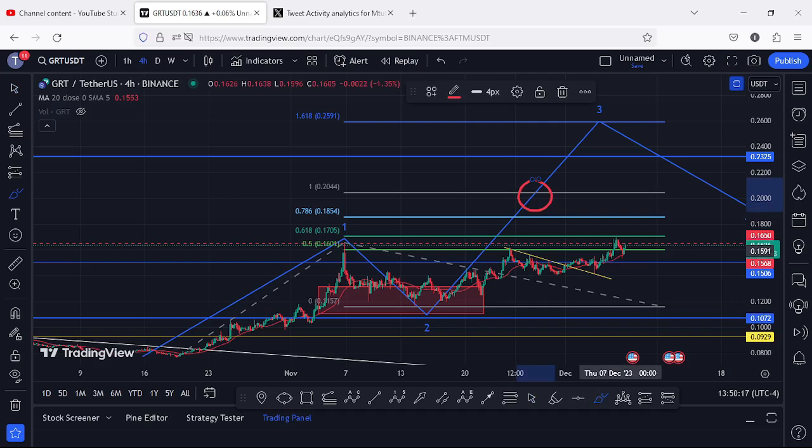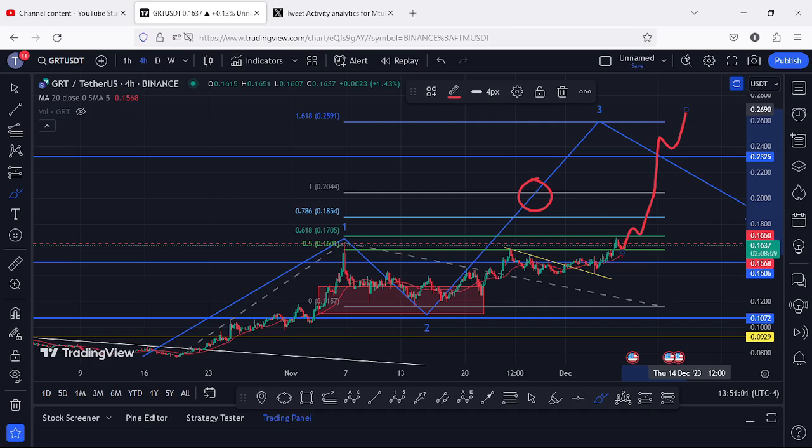So the moment GRT gives us a break, a sustained break above the $0.165 mark, and we continue seeing higher prices, we can easily get above the $0.2 mark, and a break above the $0.2 mark, then we can start watching out for a break above the significant high at the $0.2325 mark, and a break above that maybe with a retest. Then we can easily fully maximize the fib level 1.618 at the $0.26 mark in the next coming hours.